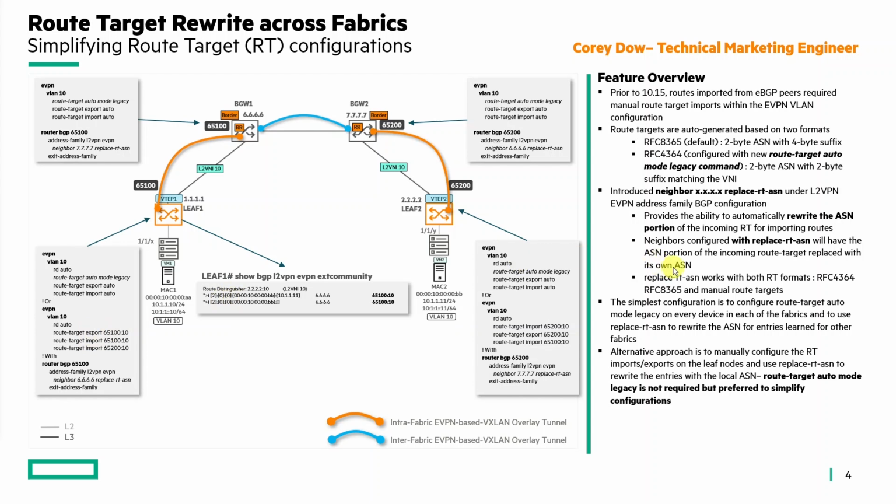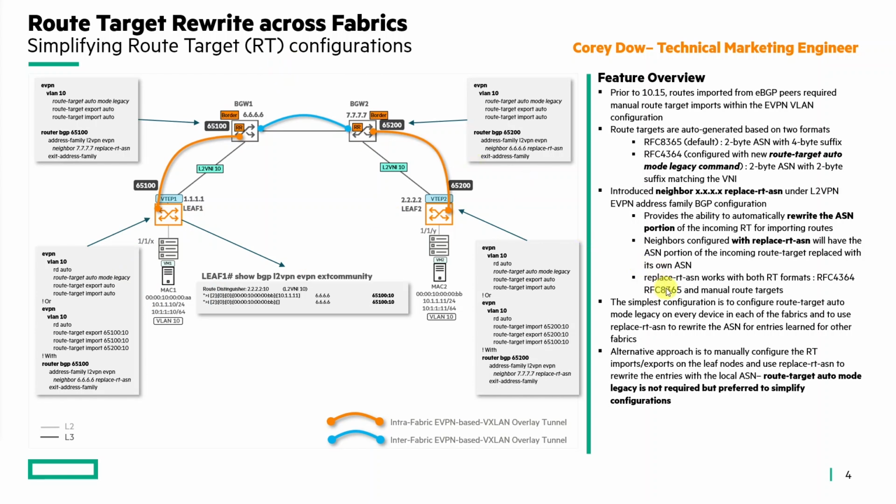And so replace RTASN works with both route target formats, both RFC 4364 and RFC 8365, and manual route targets as well. We'll see what this looks like later in the demonstration. The simplest approach is to just configure the route target auto mode legacy on every device in each of the fabrics, and to use replace RTASN to rewrite the ASN for the entries learned from other fabrics. This just simplifies the route target configurations that are required.